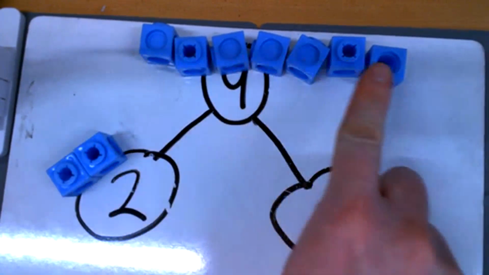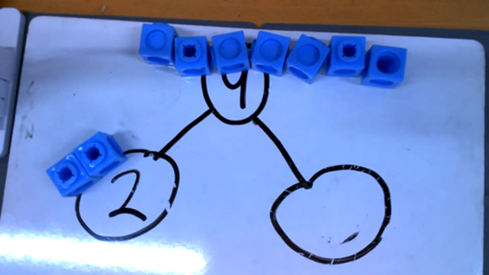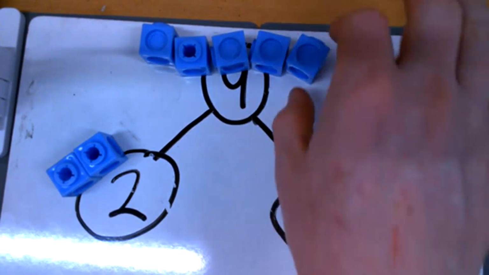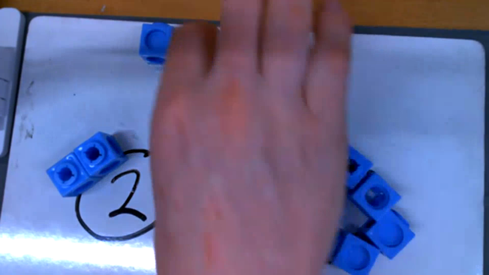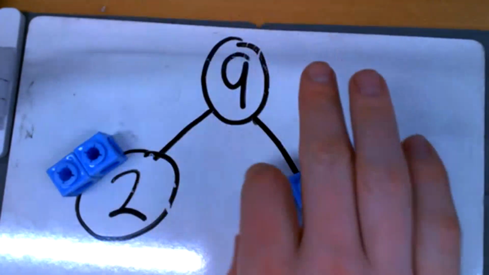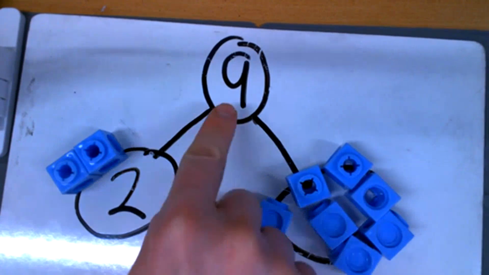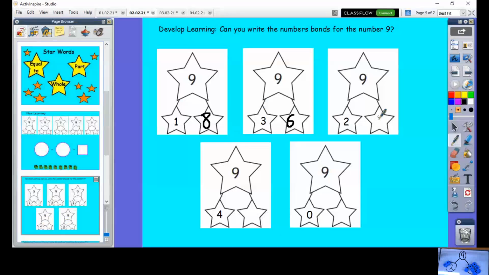Okay, and I need to move these. Where do I need to move these to? I need to put them in here. Let's go. 1, 2, 3, 4, 5, 6, 7. 2 and 7 makes 9. Very good, boys and girls. So let's put that one in. 2 and 7 makes 9. On to the next one now.